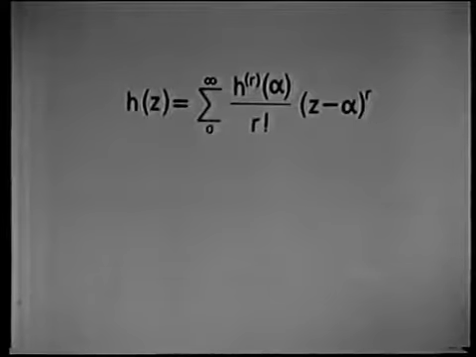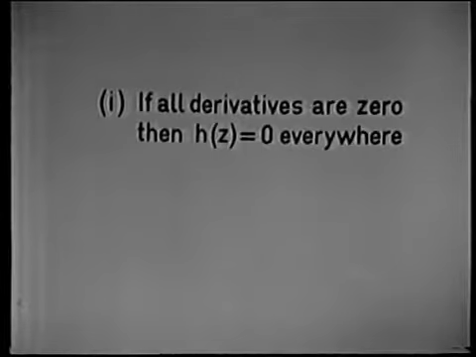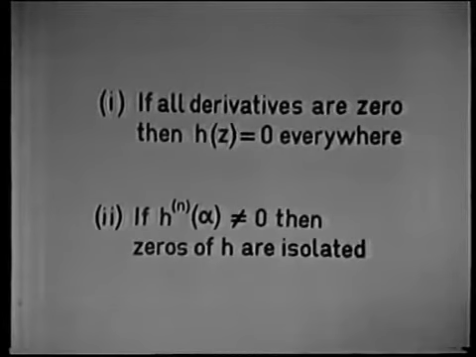So let's summarize the argument. If all the derivatives of h are 0, then h z is 0 everywhere. If, on the other hand, the nth derivative at alpha is non-zero for some value of n, then we've seen that alpha is an isolated 0. And in this way we can show that all the zeros will be isolated.